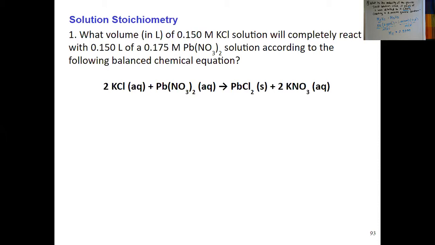Okay? Take a minute, see if you can set up your roadmap to figure this out. And then I'm going to put up the slide with the actual solution. But take a minute and try it, okay?